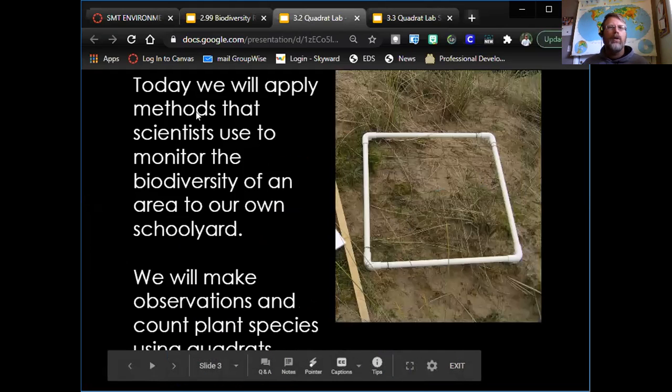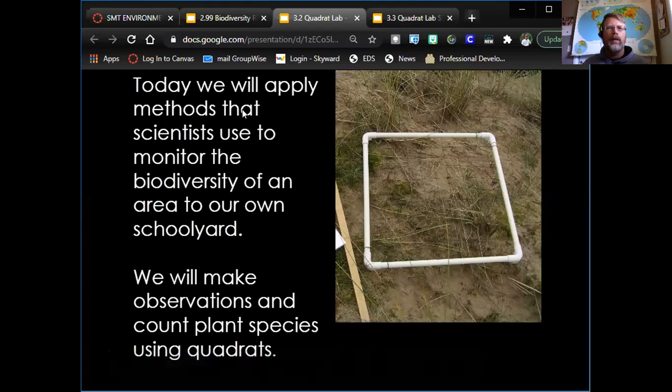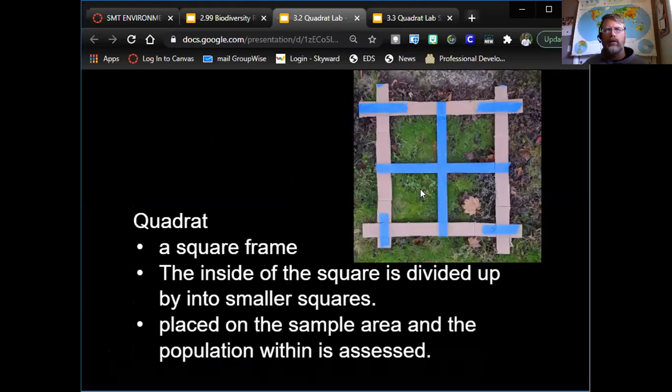Okay, so what we're trying to do is apply the methods that scientists use to monitor biodiversity of an area, only we're going to use our own front yards or a neighborhood park. Okay, and we will make observations using a plant species within the quadrats.